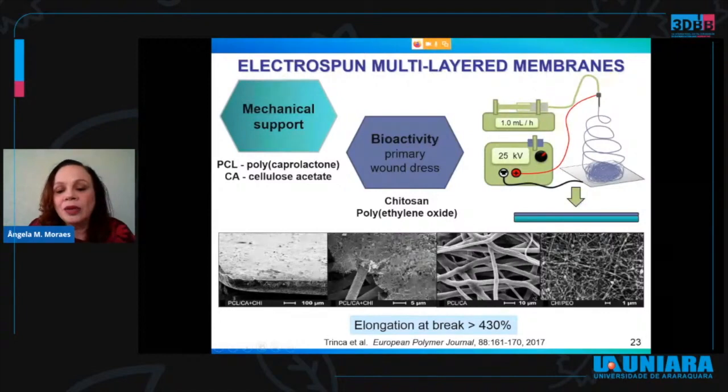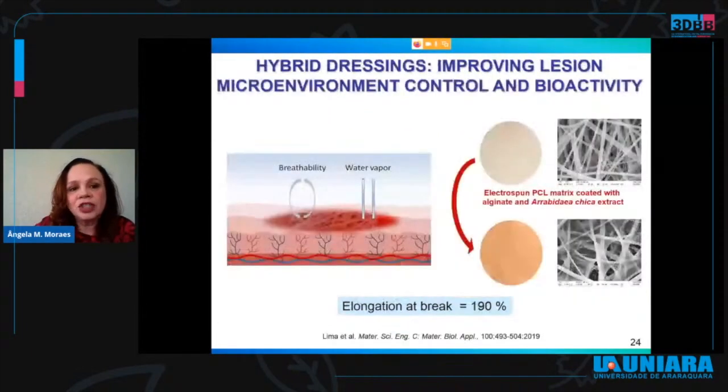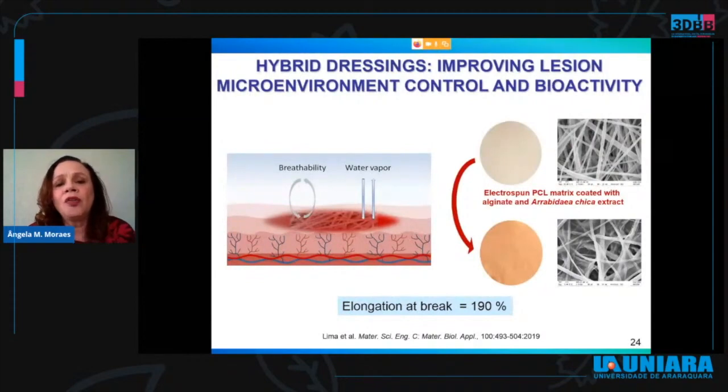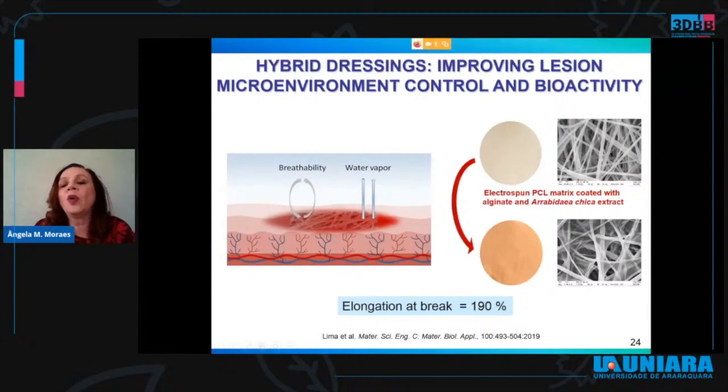And we noticed, in fact, that the elongation at break was significantly increased in this case. We had over 430% of elongation at break. So we decided also to test other strategies involving electrospinning. We produced some hybrid dressings, and these dressings, in addition to improving the microenvironment control of the lesion, because we have a more open structure than we see with the chitosan alginate membranes, for instance.